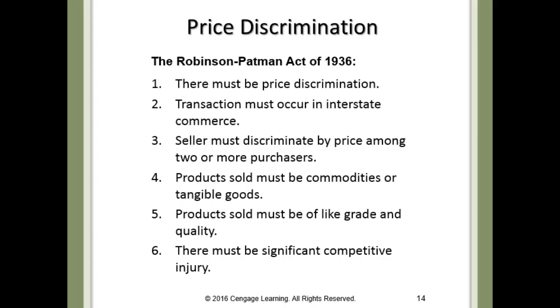All right, this slide outlines the 6 elements necessary for violation of the Robinson-Patman Act. I would recommend that you be aware of the 6 different elements necessary for violation of the Robinson-Patman Act, okay, in regards to price discrimination.